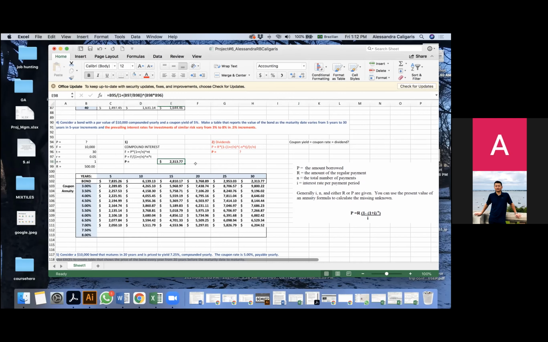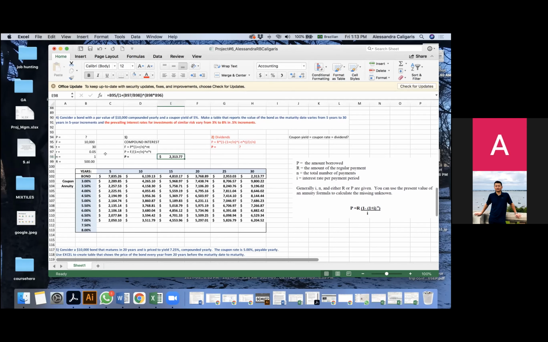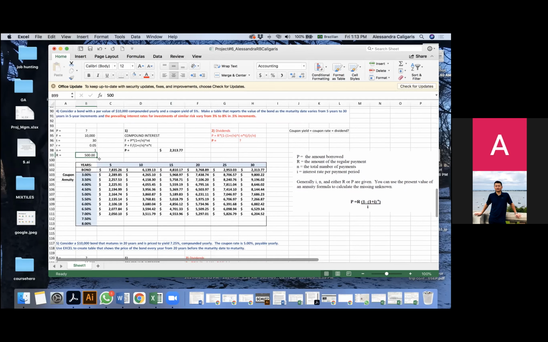And then for the dividend, the dividend is paid out on a yearly basis. What is the coupon rate? It's 5%, correct. 5% of $10,000 will be $500. That means for the first case, you will be getting $500 for 5 years in a row. So you need to find the present value of all those annuities.